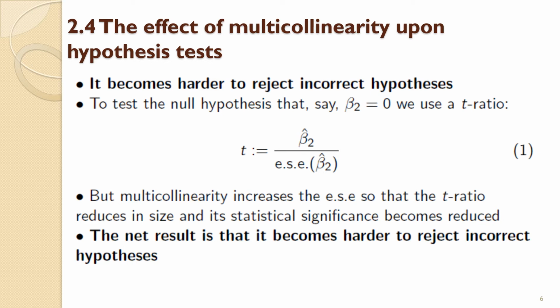So the net result is that it becomes harder to reject incorrect hypotheses. Precisely because the estimated standard error increases, it becomes harder to detect whether or not there's a relationship between x2 in this case and y. Okay, precisely because multicollinearity can cause the estimated standard error to increase, and how this practically tends to manifest itself is that you often get a high R-squared value in your regression, but with low t values accompanying that value.